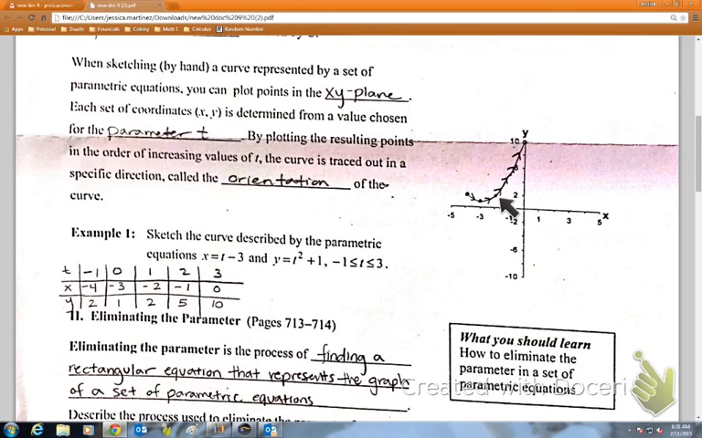And then -1, 5, which is right here. And then 0, comma 10, which is way up here. And when you connect them, you can draw a line to connect them. And then I know that the arrows go in this order, pushing to the right, because that's the order that the t values went in.